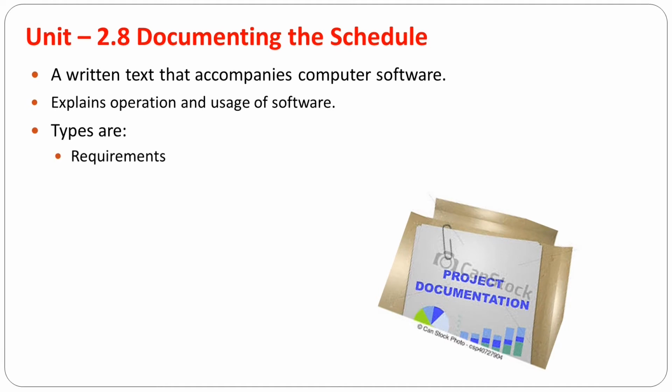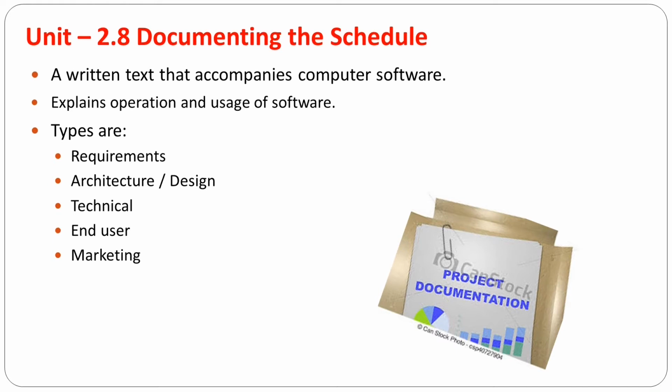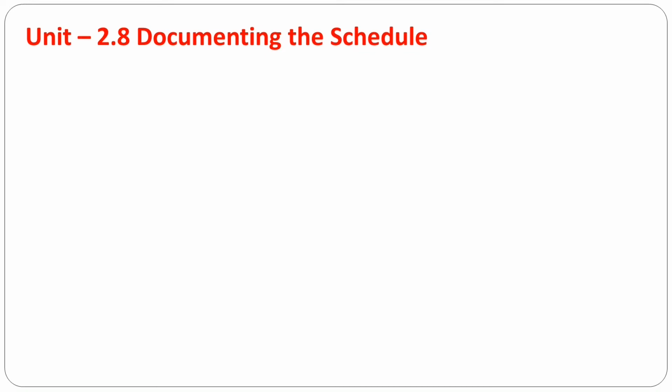Types are: requirements, you have to document the requirements. Architecture or design, you have to show how the architecture or design of a software is, how your software ultimately looks, all the technical description that is required to run your project. End user, who can use this software, and how effective this software is going to be for n number of users. Marketing, what all marketing strategies are there for this software, and why this software is so important in the market. All this comes under documenting.